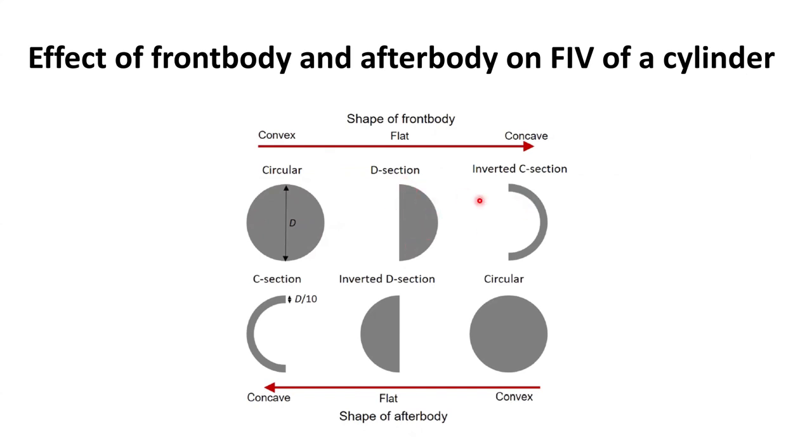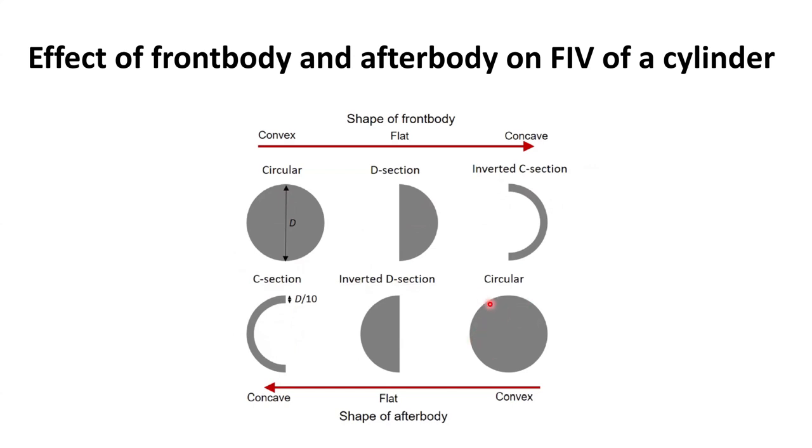And then if you further remove this part, it is an inverted C. So you can see that D has become inverted C. Now here I'm actually changing the front body. Here I'm changing the after body. So if I just remove everything here, it becomes a C section, looking like a C. And then if you just keep everything, it is a D section, an inverted D section, and then a circular section.